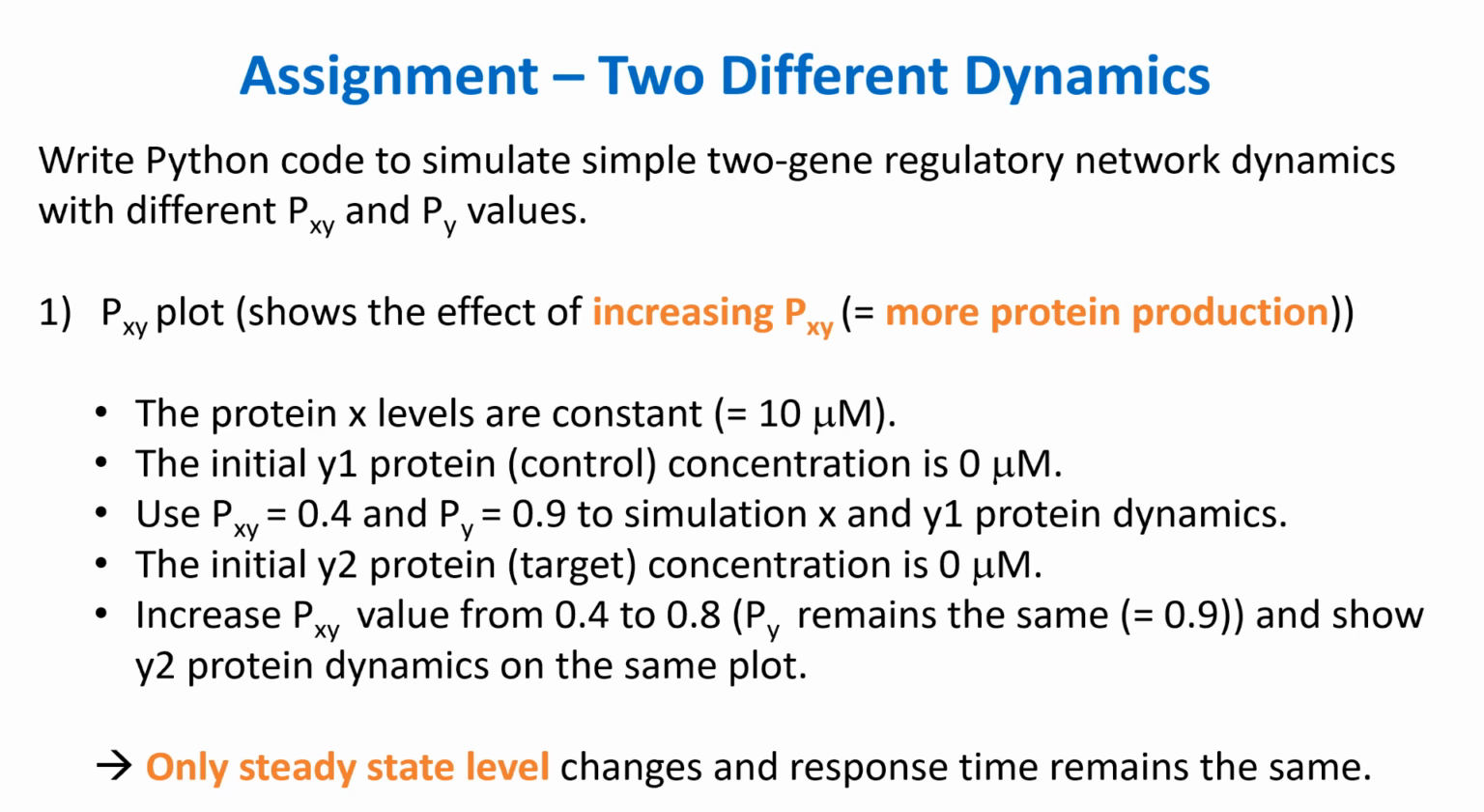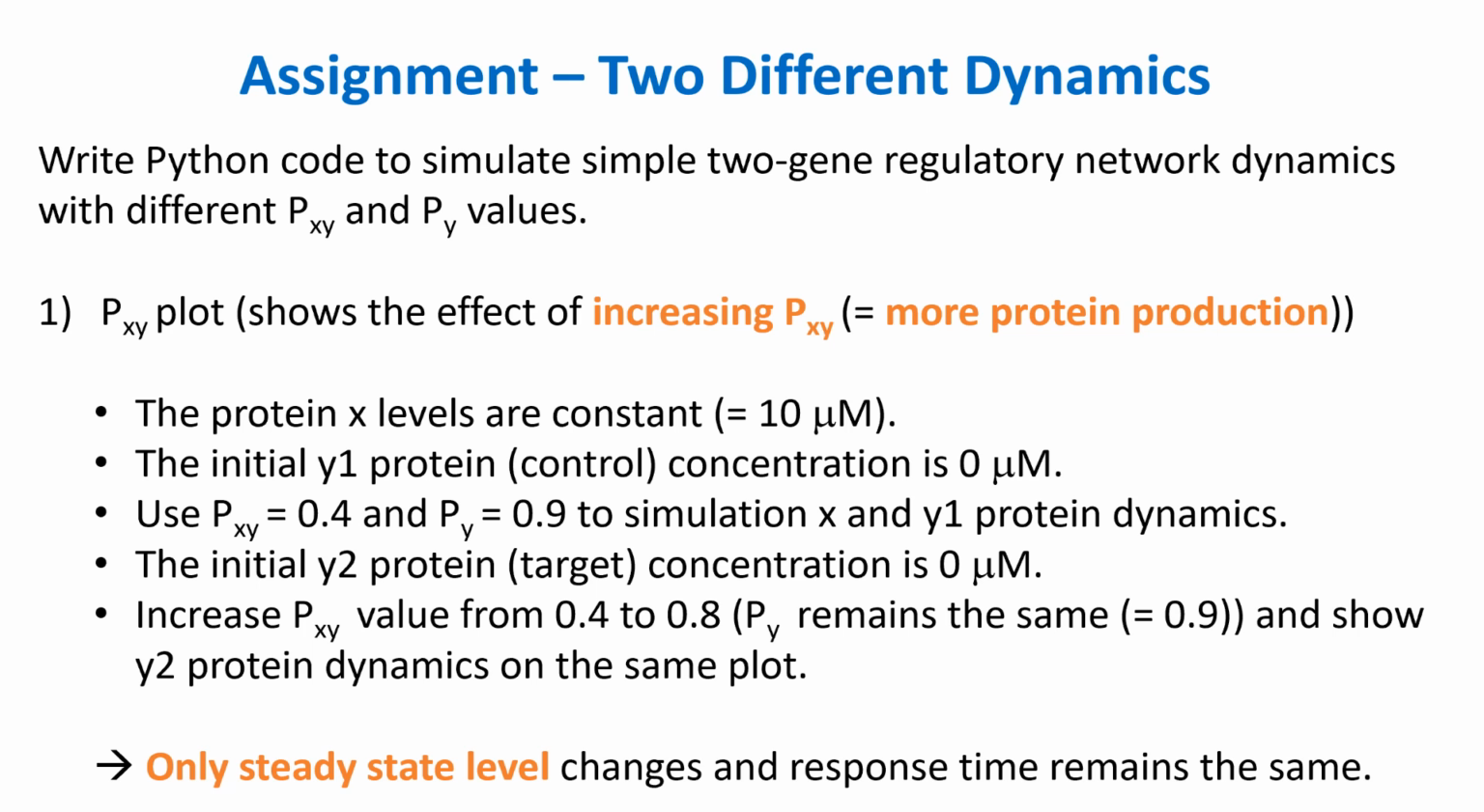The protein X levels should be constant, 10 micromolar, and the initial Y1 protein, which is the control protein, concentration should be 0 micromolar. You need to use p sub xy value 0.4 and p sub y value 0.9 to simulate X and Y1 protein dynamics. Then you define another protein, which is Y2, and its initial concentration should be 0 micromolar.